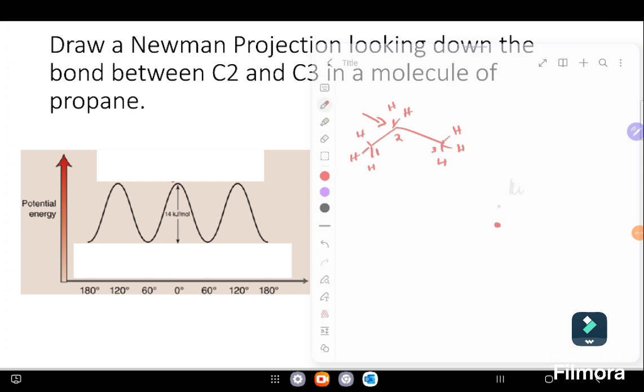So the staggered Newman projection will look like this, with a CH3 in one of those spots, an H and an H and an H and a hydrogen there. So that would be the correct staggered Newman projection looking down the bond between C2 and C3 in a molecule of propane. And the eclipsed projection would look like this.